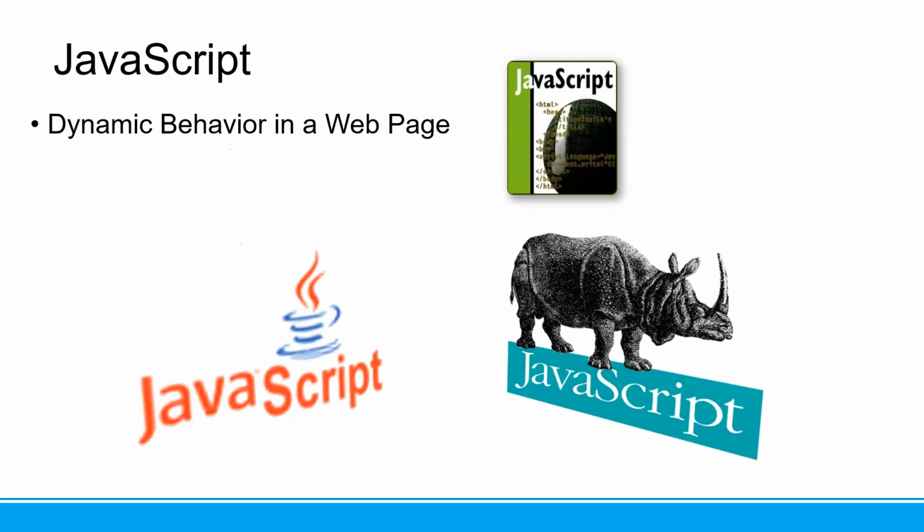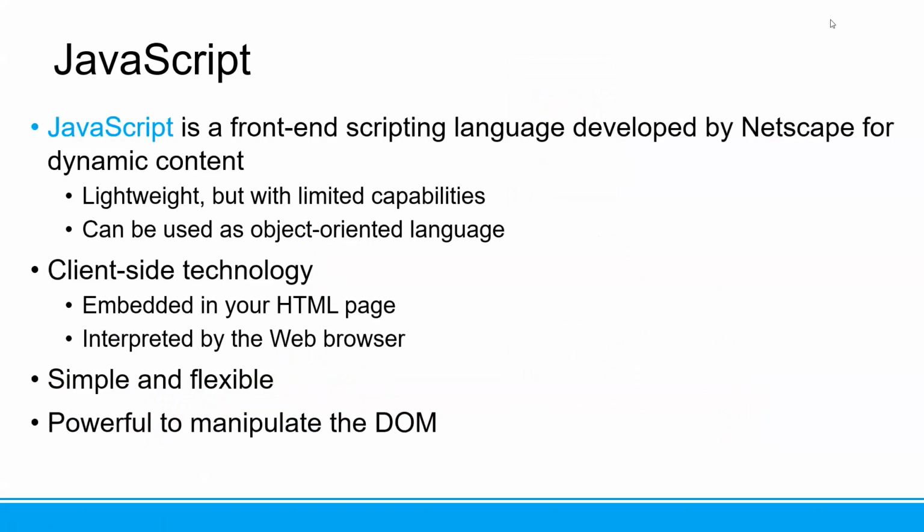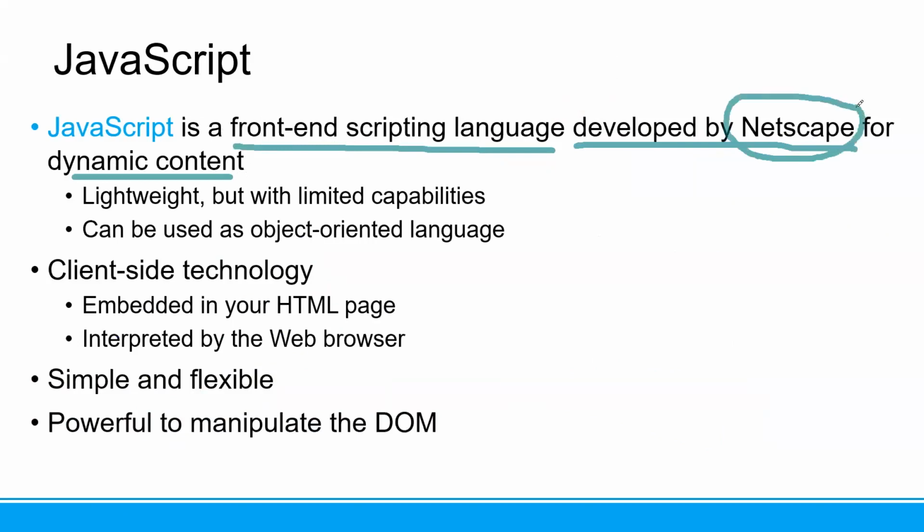So JavaScript means the dynamic behavior in a web page. What is JavaScript? JavaScript is a front-end scripting language. And it was developed by Netscape for dynamic content. Have you heard about Netscape? No? So it was an old web browser. It is a very old web browser. And I think now we cannot have Netscape because it has already stopped production.